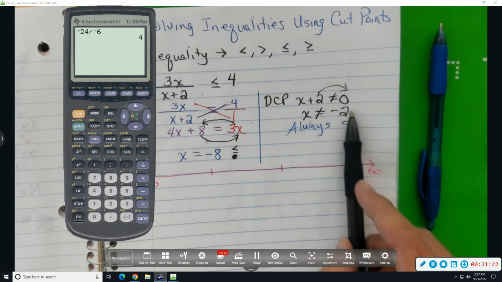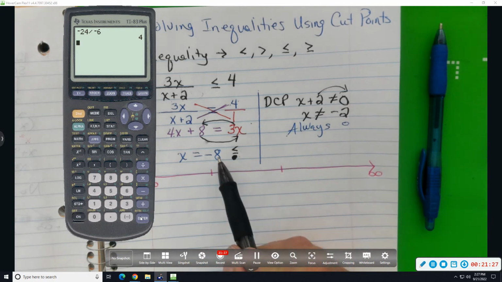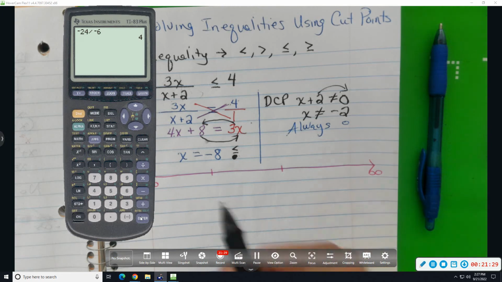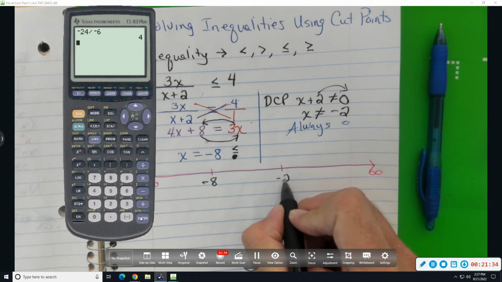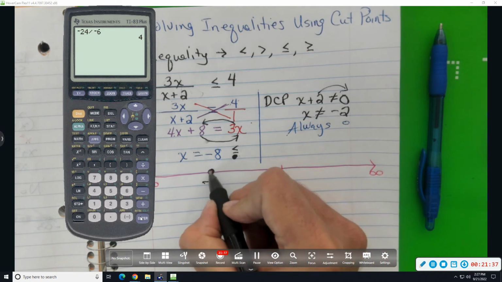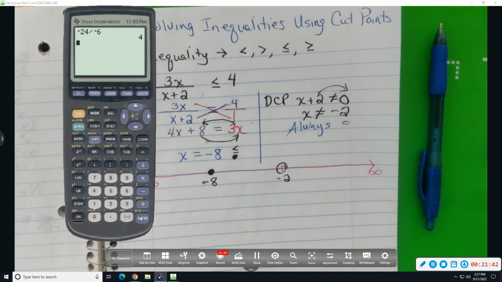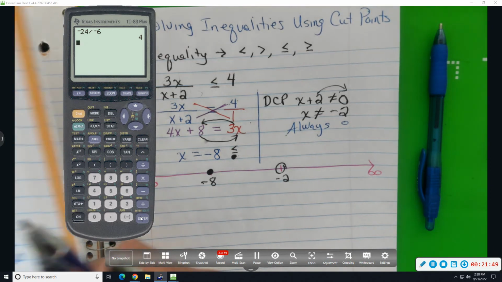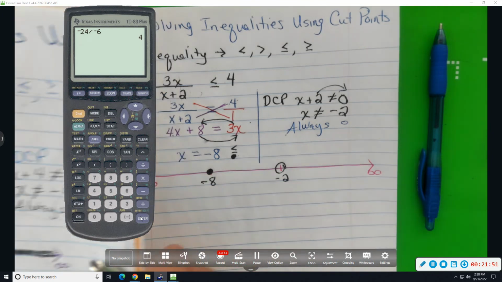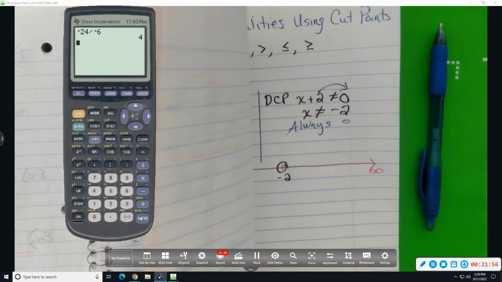When you have negative numbers, it can get a little tricky. Which one of these is closer to the negative infinity? Negative 8 or negative 2? Negative 8. And then negative 2. So closed circle on negative 8. Open circle on negative 2. Notice how it's starting to look like this, where you have the number line drawn with some open and closed circles.